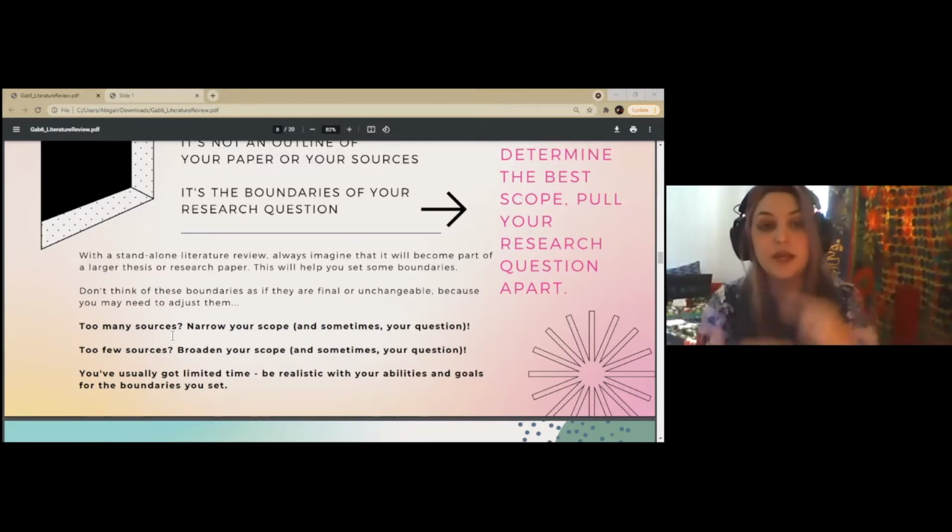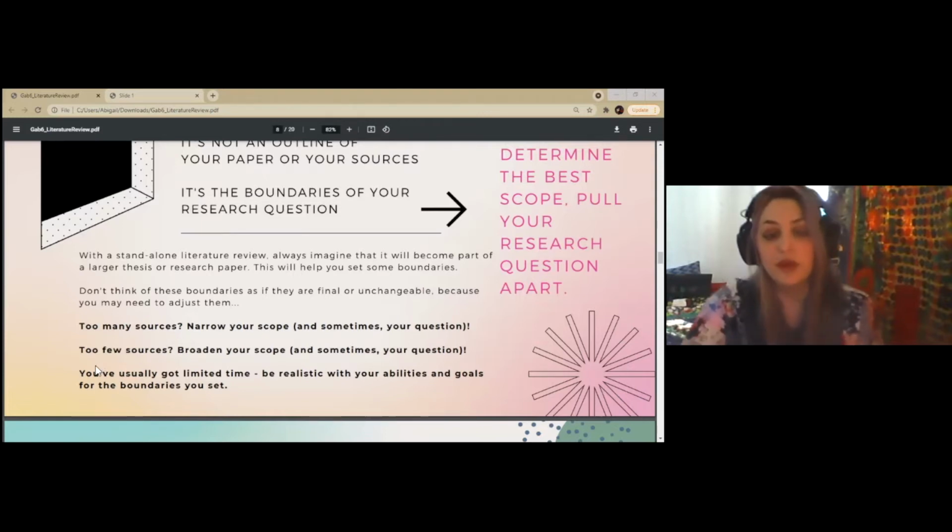And conversely, if you have too few sources, too few paths, this would be a good hint that you actually need to broaden it a little bit. But specificity is going to be the key here when you start to do your research process. And I'll show you in my example in just a moment.